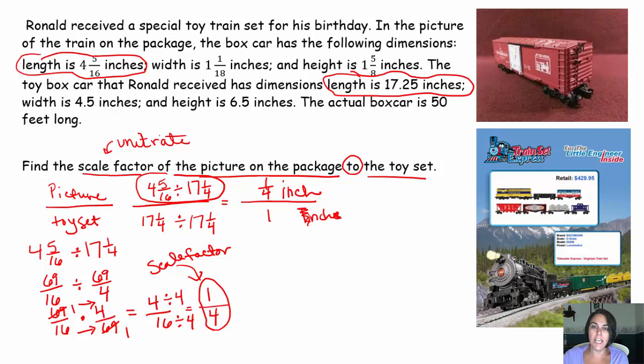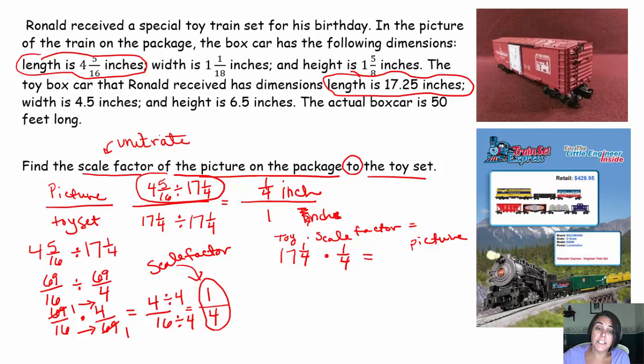This means if I took the length of my toy set, which is 17 1/4, and I multiplied that by my scale factor of 1/4, I would come up with my length on the package. So if we took our toy times our scale factor, you would actually come up with the length of the picture. I just want to make sure you understand how scale factors work. So let's just double check that this really works. My hope is if I take the length of my toy times my scale factor of 1/4, I'll come up with 4 5/16, the length of the picture.